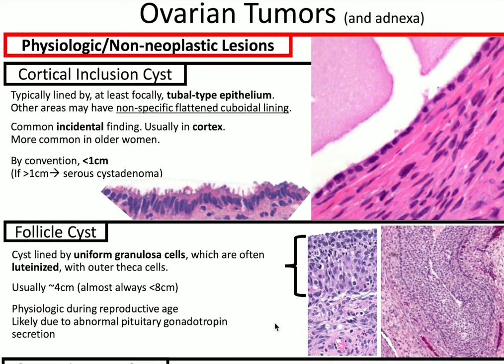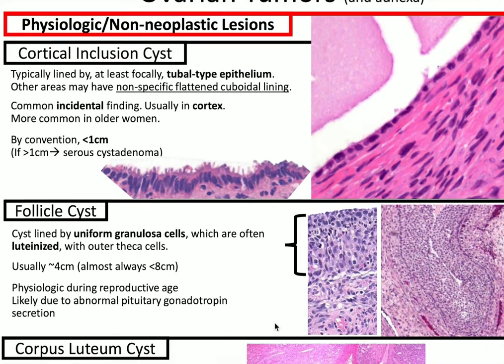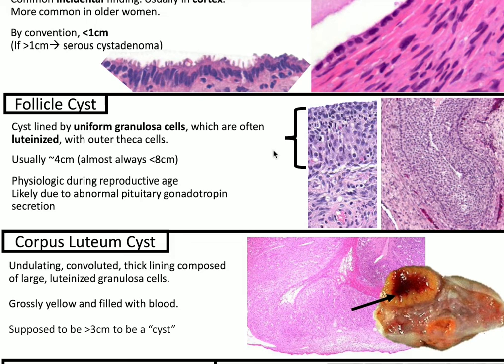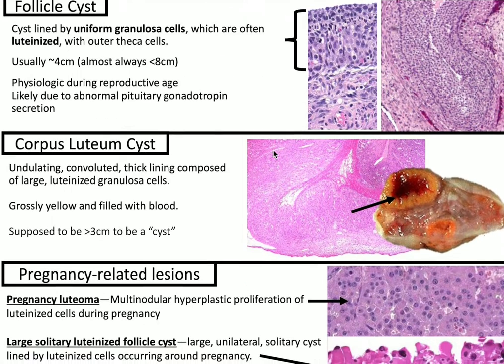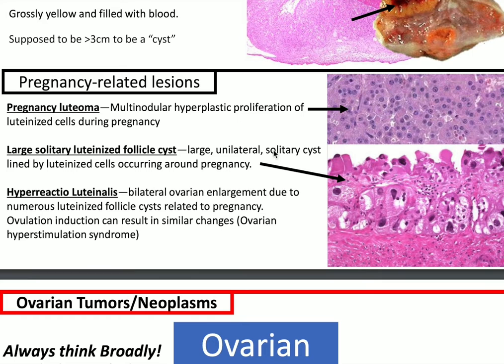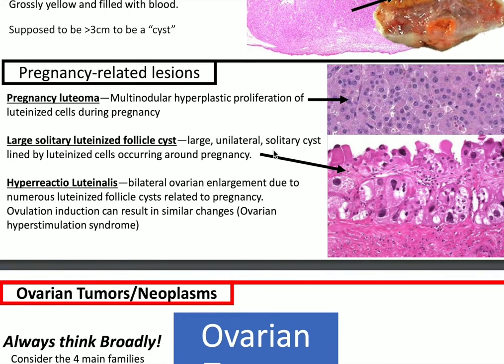Rapid recall: ovarian tumors. They're physiologic lesions: cortical inclusion cysts, tubal-like epithelium, less than 1 centimeter, otherwise it's serous cystadenoma. Follicle cysts, uniform granulosa cells, which are often luteinized, usually 4 centimeters. Corpus luteal cysts, grossly yellow, filled with blood, luteinized, large granulosa cells, greater than 3 centimeters. Pregnancy-related lesions: pregnancy luteoma, large solitary luteinized follicle cyst, and hyperreactio luteinalis.